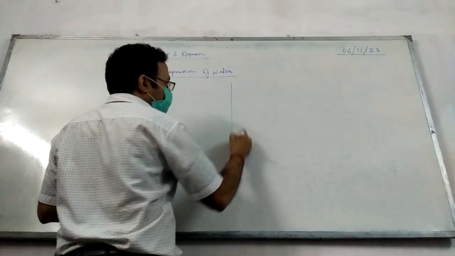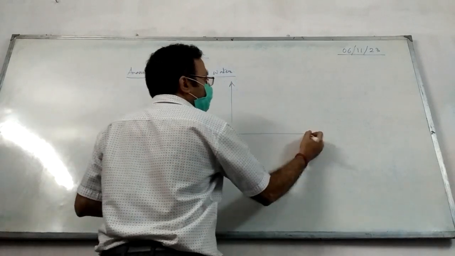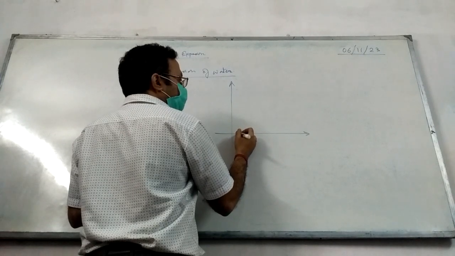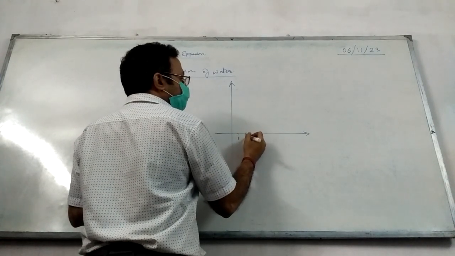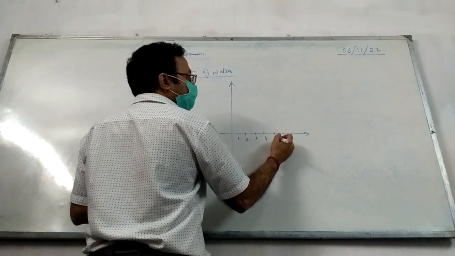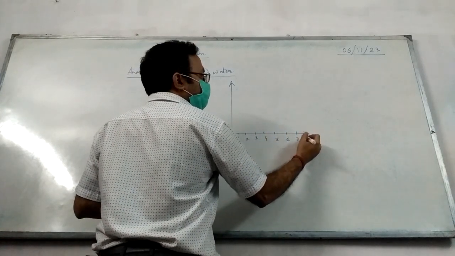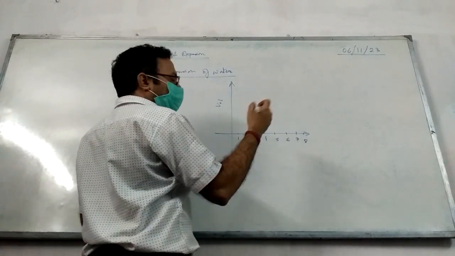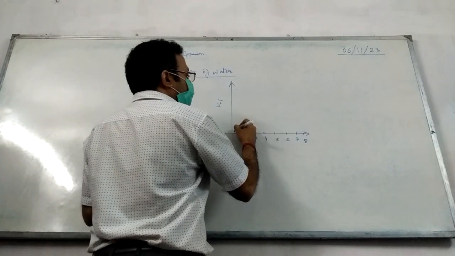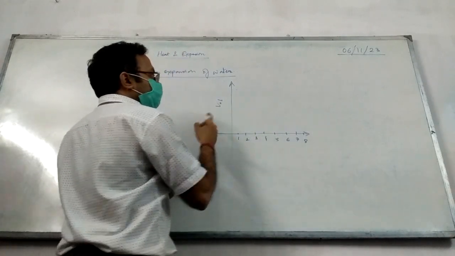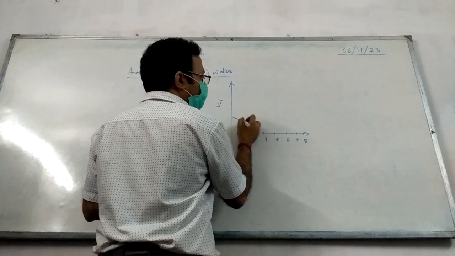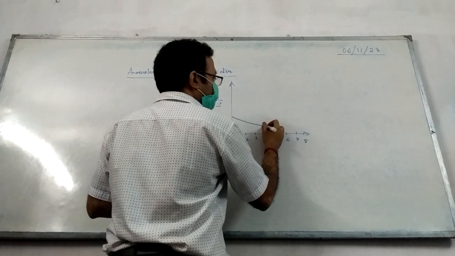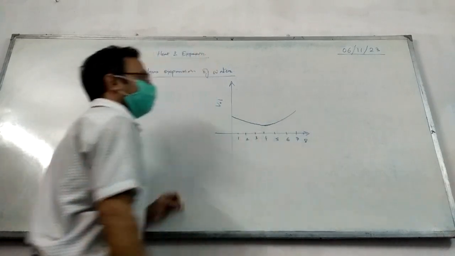In general, objects expand on heating, but for water, when you start from 0 degrees Celsius and go on gradually increasing, say 1 degree Celsius, 2, 3, 4 degrees Celsius, 6, 7, 8, and so on, if you put volume on the y-axis, then ideally for other materials, the volume should go on increasing, right? But in this case, the volume decreases up to 4 degrees Celsius, and after that it increases again.